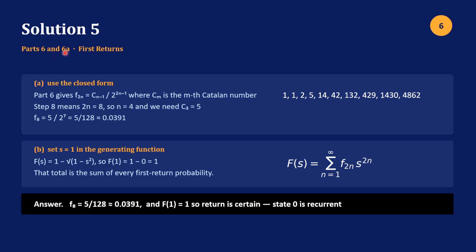Then we need to compute the return probability. If you recall, we had this generating function, and if you put in 1 for s, you're basically summing over all the possible first returns. The equation for this, which we derived, was 1 minus the square root of 1 minus s squared. So when we put in 1 for s, this becomes 0, and you just get 1, which means the total is the sum of every first return probability. And if that's 1, that means you definitely are going to return. So the state is recurrent. State 0 is recurrent.